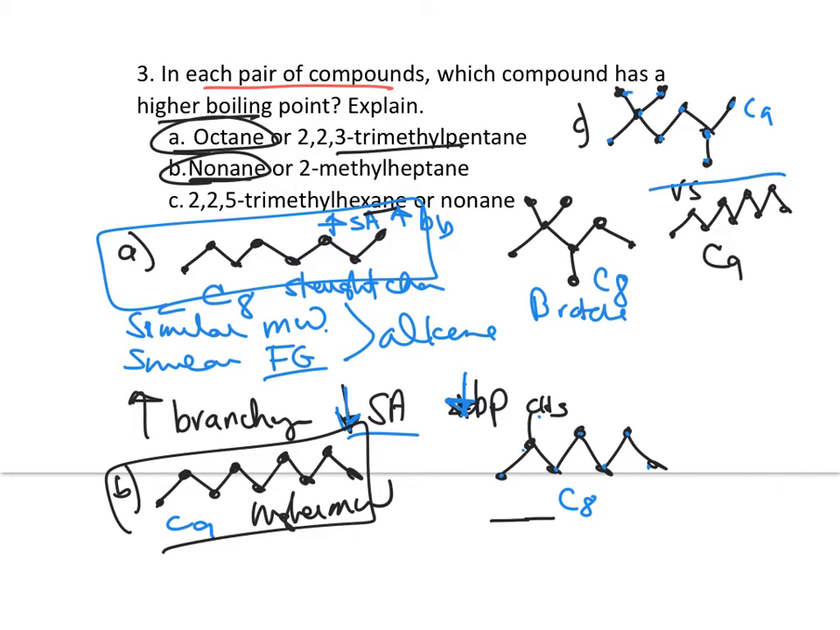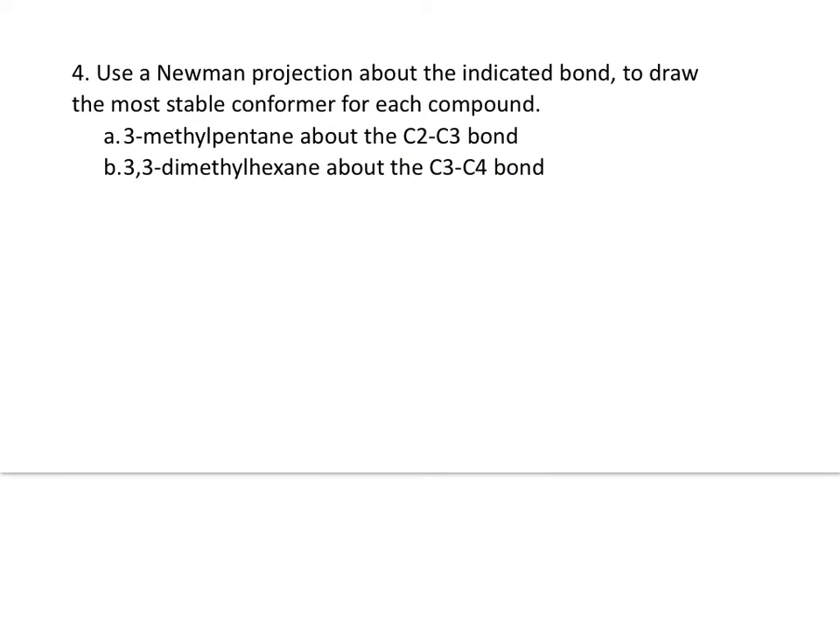So the higher boiling point would be this straight chain, like in nonane, because you increase surface area, you increase boiling point. So nonane would be your higher boiling point.